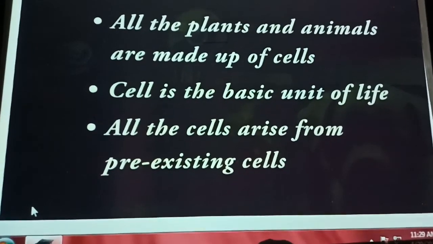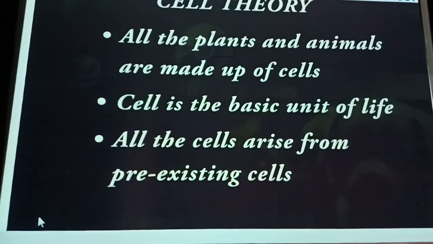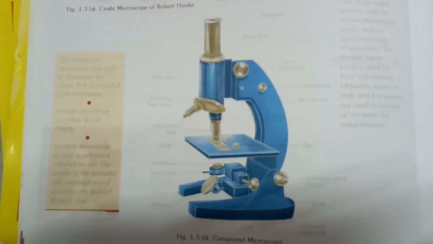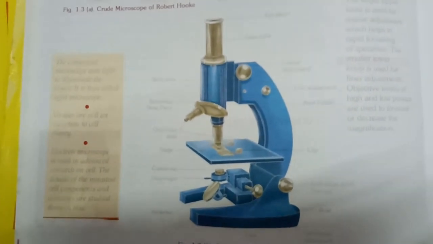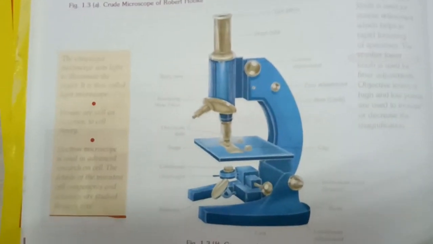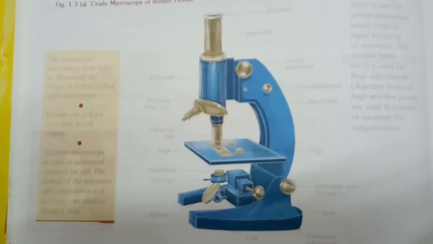In class 9, this is very important. Write and learn about these topics. And one more thing, draw a figure of a microscope.